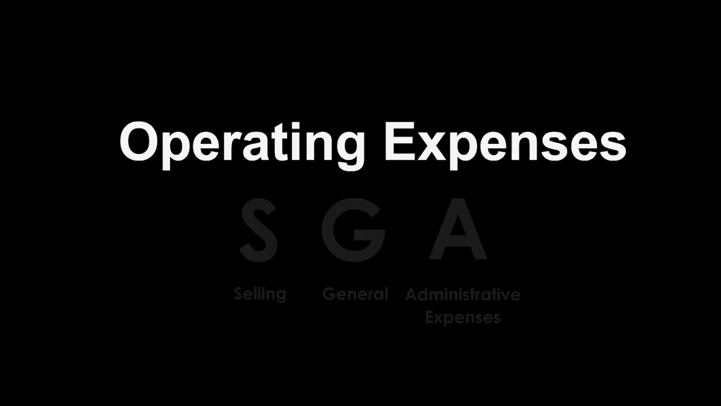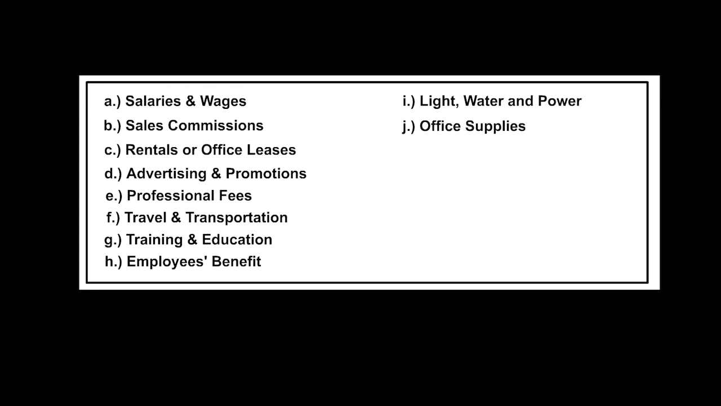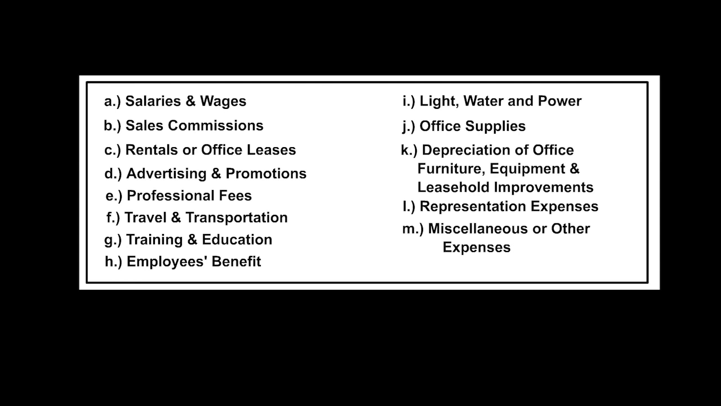are included here. The typical operating expense accounts are as follows: salaries and wages, sales commissions, rentals or office leases, advertising and promotions, professional fees, travel and transportation, training and education, employees' benefits, light, water and power, office supplies, depreciation of office furniture, equipment, and leasehold improvements, representation expenses, miscellaneous or other expenses.